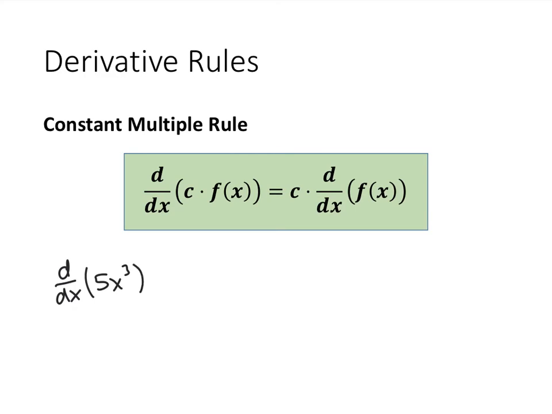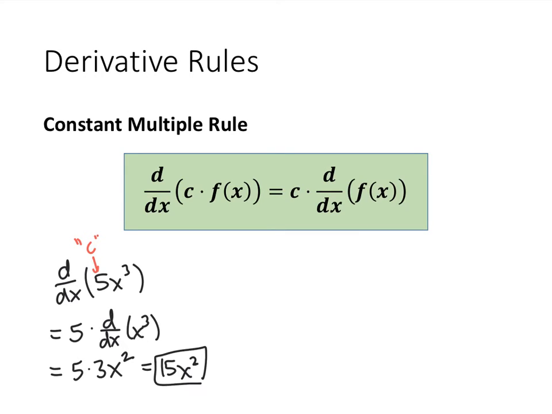So what this would mean is that if I wanted to take the derivative of, let's say, 5 times x cubed, 5 is my constant multiple, so that's my c here. And so what the constant multiple rule says is that this is just 5 times the derivative of x cubed. And we know the derivative of x cubed from before. We bring down the 3, subtract 1 from the power, so we get 3x squared. And then we would normally simplify this to get 15x squared. So that would be our final answer to this one.